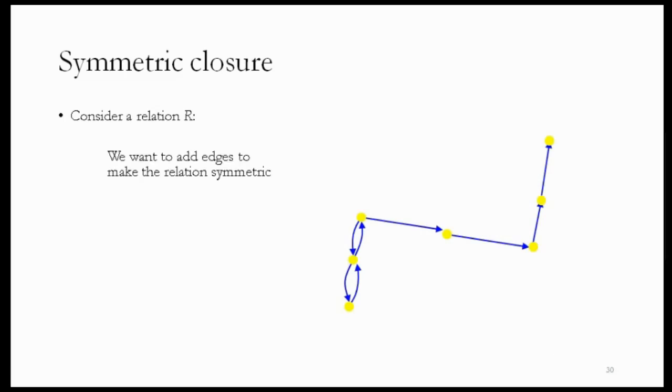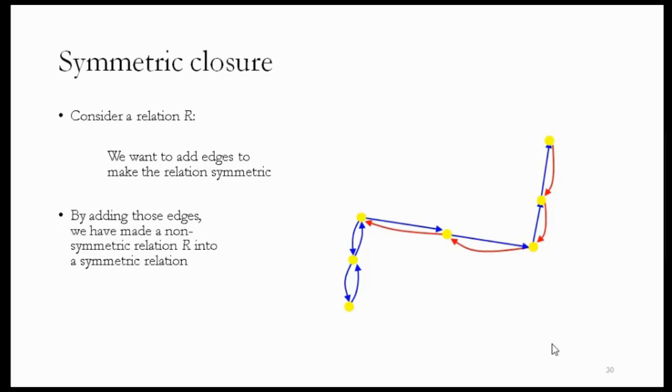Symmetric closure, consider relation R, the same example we are going to take. So we want to add edges to make the relation symmetric. What we can do is make a reverse path. So if there is a path from 1 to 3, then make a reverse path 3 to 1. Below, a reverse path is already available. There is no reverse path in the above section, so you add the reverse path. By adding those edges, we have made a non-symmetric relation R into a symmetric relation, and this is said to be the symmetric closure of R.